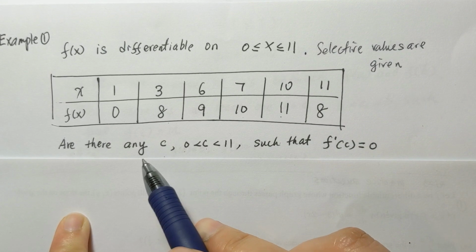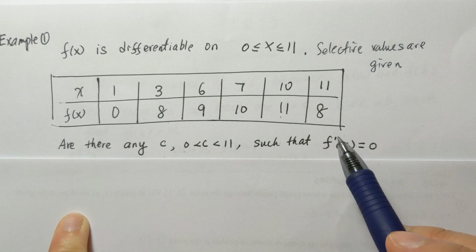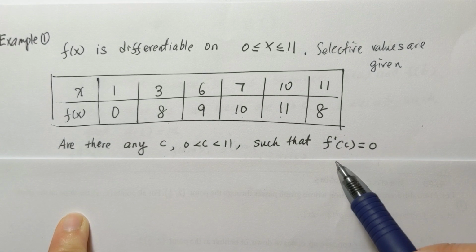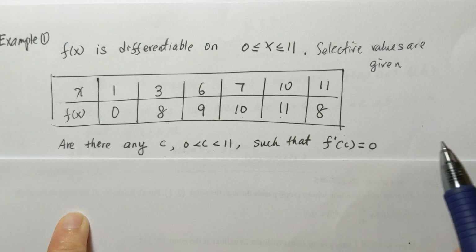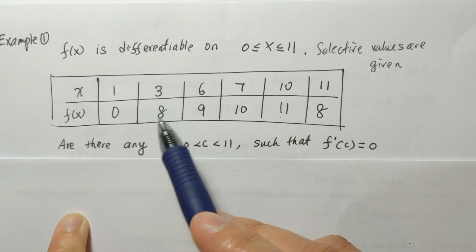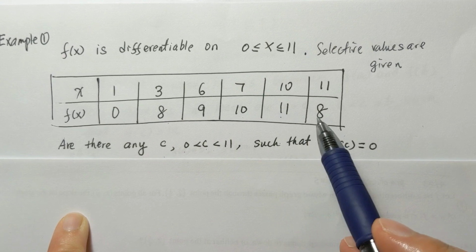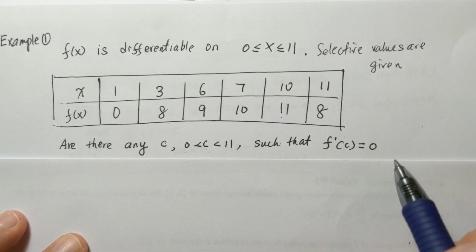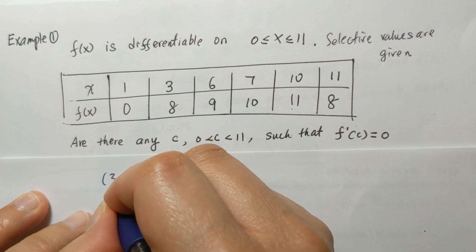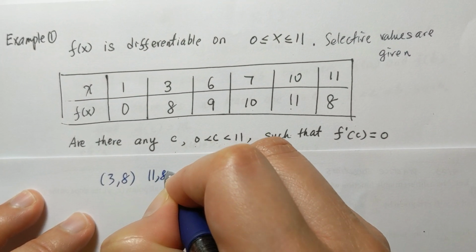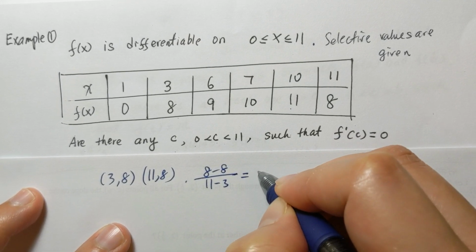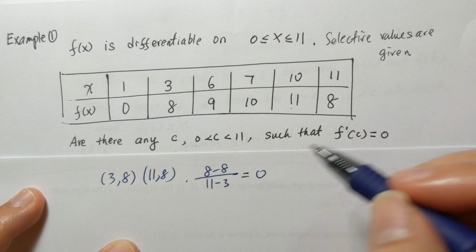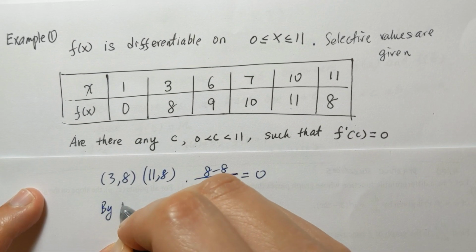If you read the structure over here, you can see the slope at c equal to 0 is a structure that leads you to the mean value theorem. So we need to find 2 points, calculate the slope, and see if the slope equals 0. So we're going to check. You see 0, 8, 9, 10, 11, 8. Then you find we have 2 points that satisfy the requirement: 3, comma 8 and 11, comma 8. And then we calculate the slope, 8 minus 8 over 11 minus 3, and you get 0 because 8 minus 8 equals 0. So now we can apply the mean value theorem.